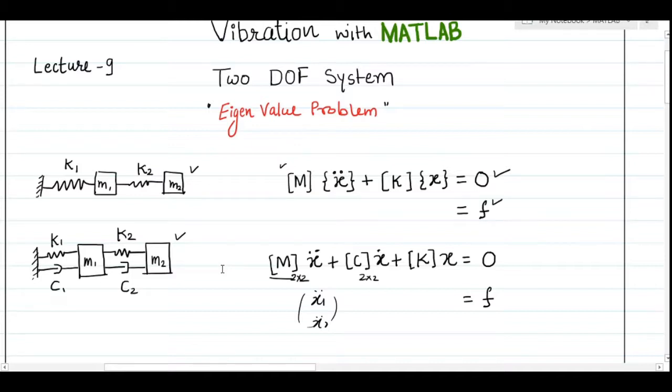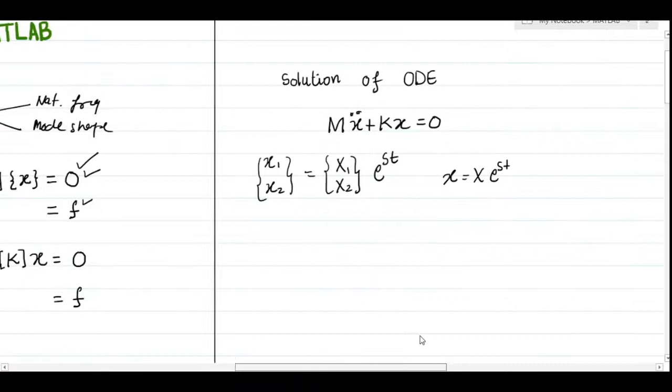So the eigenvalue formulation is primarily done for your free vibration case, and as I said, this is done to get the natural frequency of your system as well as the modal vector or mode shape of your system. And finally we will do it using MATLAB. So let's understand how to make this eigenvalue problem.